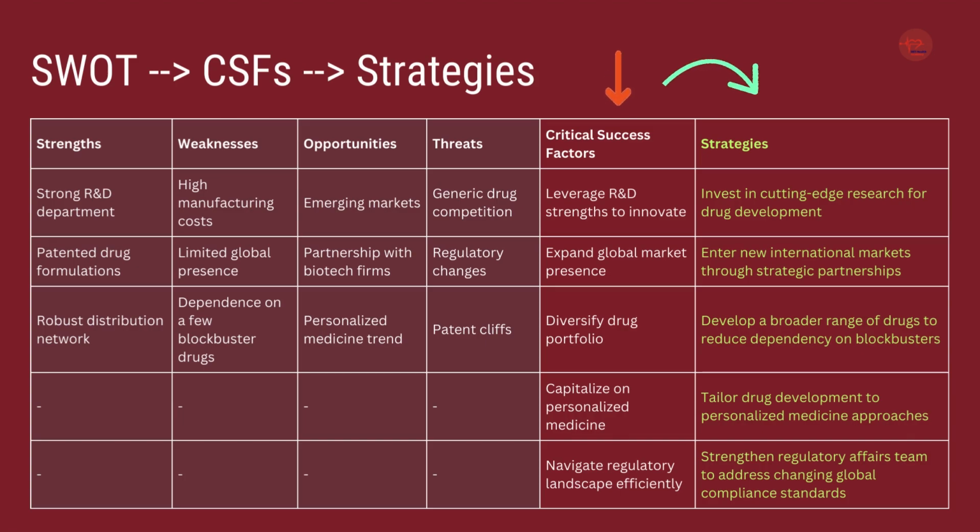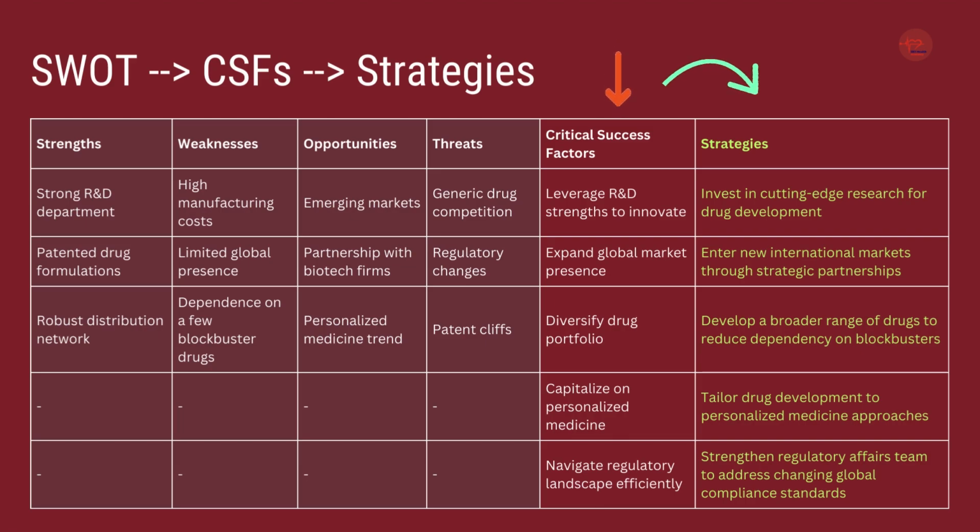In the first row here, you will see that the analysis has revealed that the company has a strong R&D department, research and development. And this is a significant strength. The company needs to leverage this strength so they can counteract high manufacturing costs. This also means that the company wants to stay competitive against generic competitors, for example.